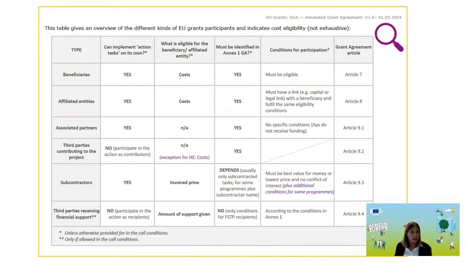There are other third parties. You have affiliated entities, associated partners, third parties contributing to the projects, subcontractors, and, if allowed in the call conditions, you may also have third parties receiving financial support. So in this table, you can see who is doing what, the conditions for participating, and if they need to be identified in Annex 1. And as you can see, the grant agreement includes a specific article for each of these third parties.